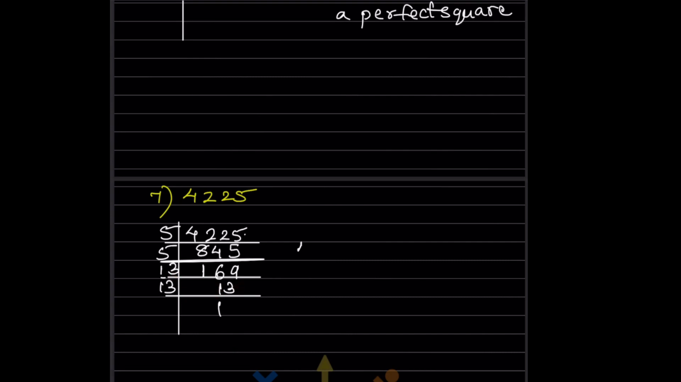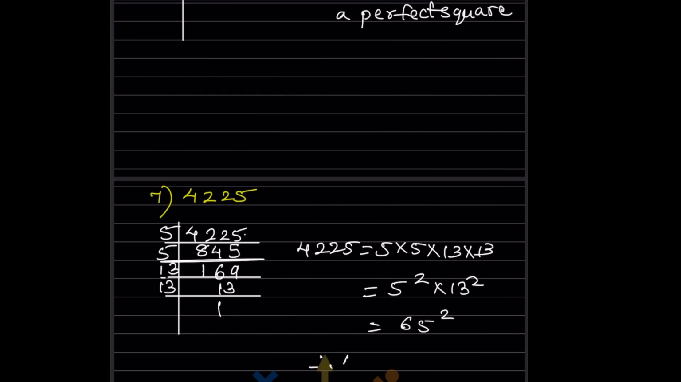So now this is going to be 4, 2, 2, 5, that is 5 into 5 into 13 into 13. That is going to be 5 square into 13 square. So 13 5s are, that is going to be 65 square. And therefore we can say 4225 is a perfect square.